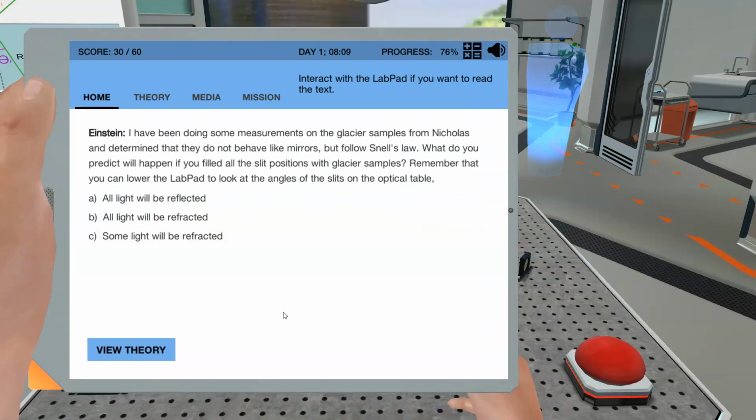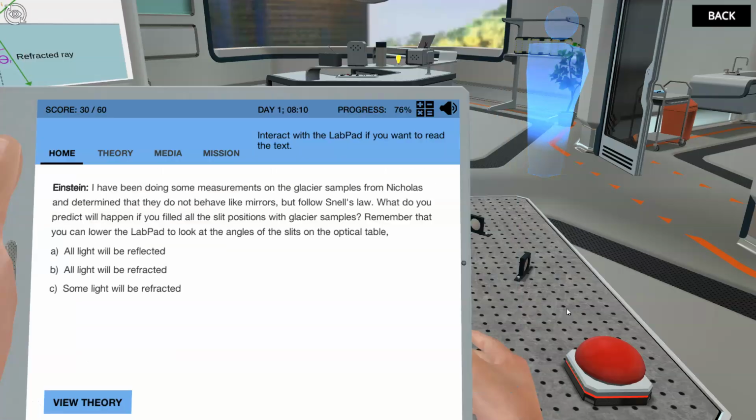I have been doing some measurements on the glacier samples from Nicholas and determined that they do not behave like mirrors, but follow Snell's law. What do you predict will happen if you filled all the slit positions with glacier samples? Remember that you can lower the lab pad to look at the angles of the slits on the optical table.